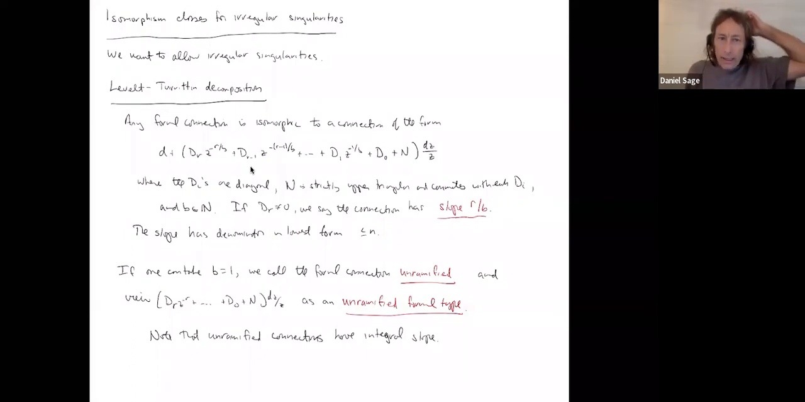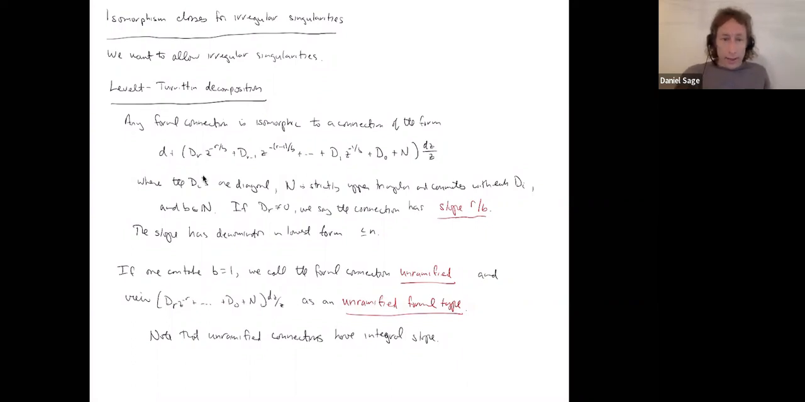Anyway, so let's now switch to irregular singularities. And so the first thing we need to talk about is, how does one understand isomorphism classes of irregular singularities? It turns out that formal connections have a Jordan decomposition in the same way that linear endomorphisms had a Jordan decomposition. It's called the Levelt-Turrittin decomposition.